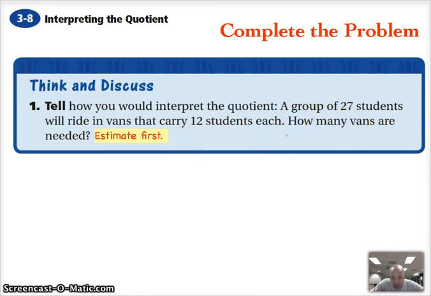Now, obviously, this is going to be a division problem. And you're going to have to take a look at the quotient to determine what is it that truly answers the question. How many vans do they need? I'll give you a hint. You can't use a partial van in order to carry groups of students.